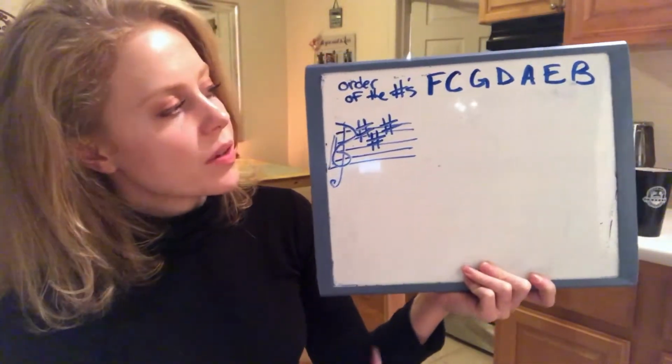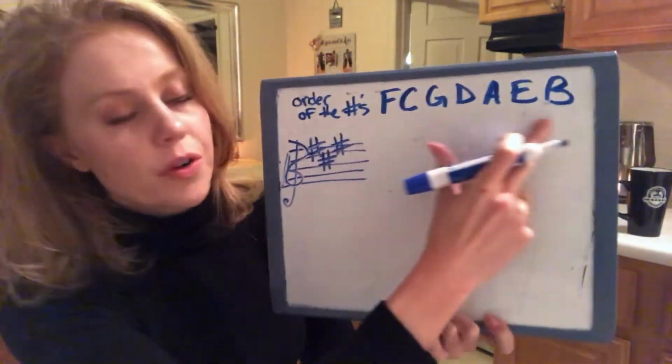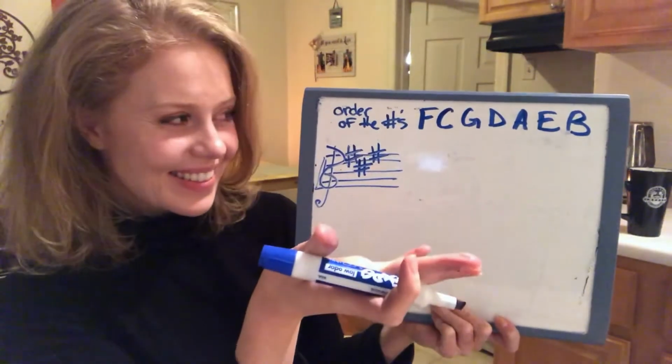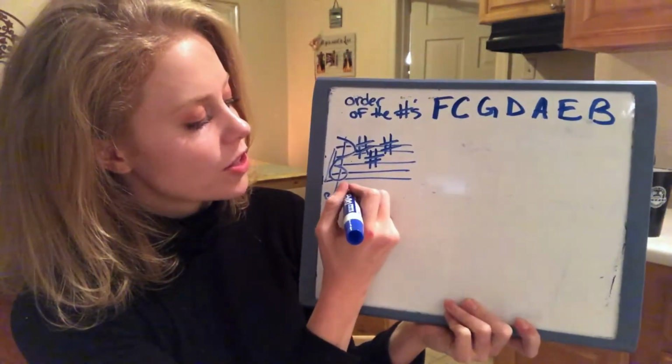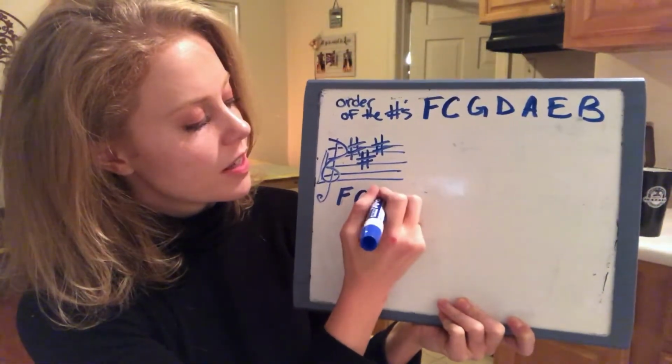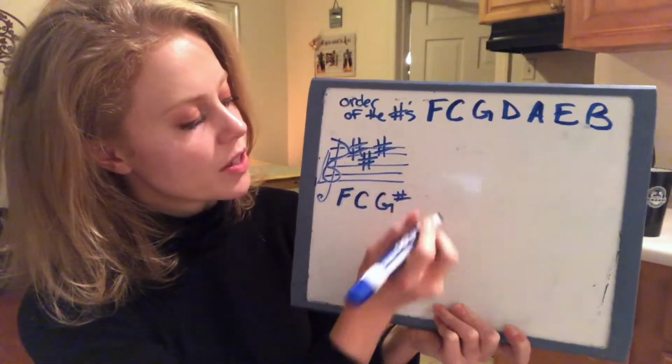So what we have to do is go over to our order of the sharps, which is Father Charlie goes down and eats breakfast. So our sharps are F, C, and G sharp. Those are our altered notes.